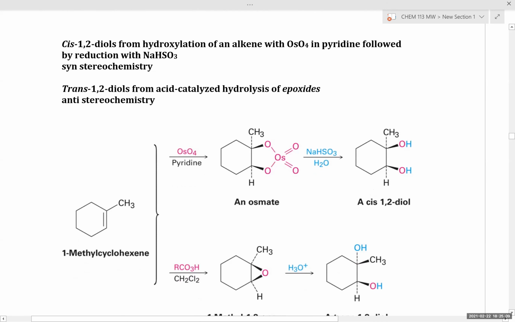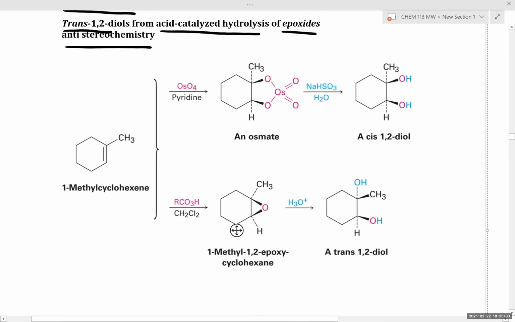One thing that I'd like you to note is that from an alkene, you can get cis 1,2 diols using osmium tetroxide, and you install your diol with syn stereochemistry. Trans 1,2 diols can be obtained via acid catalyzed hydrolysis of epoxides, which generates your diol with anti stereochemistry. So these are two complementary methods to give two different stereochemical outcomes. Would anyone like to comment as well?